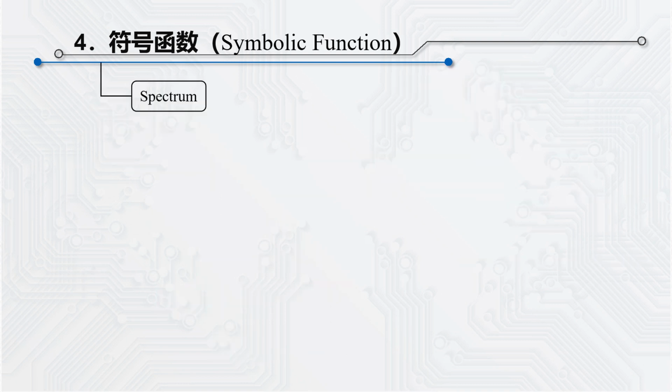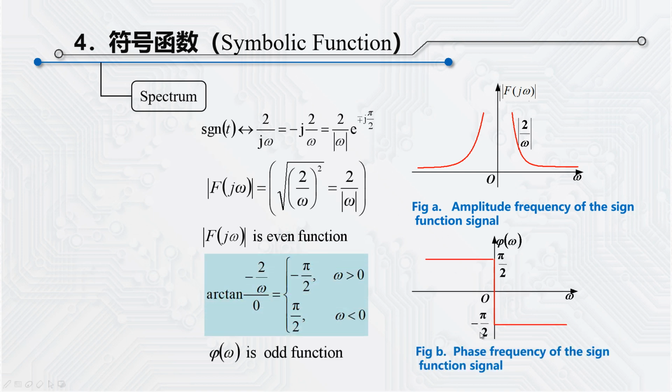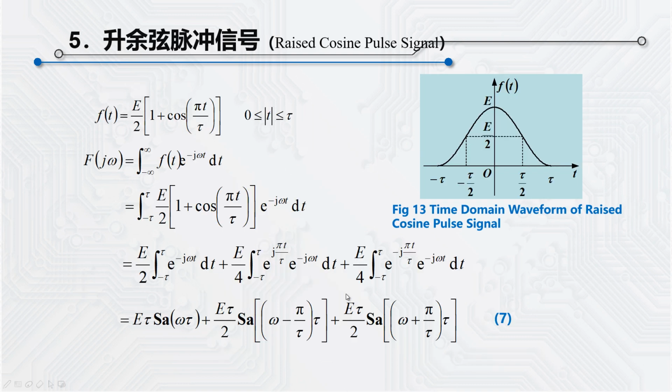Let's look at its spectrum. This is its amplitude frequency characteristic. Obviously, it is an even function. And this is its phase frequency characteristics. It is an odd function. Let's look at raised cosine function.